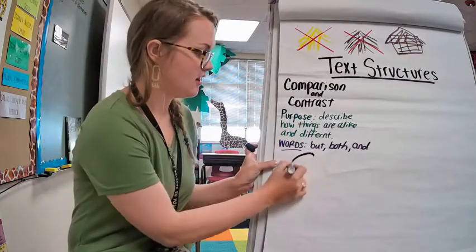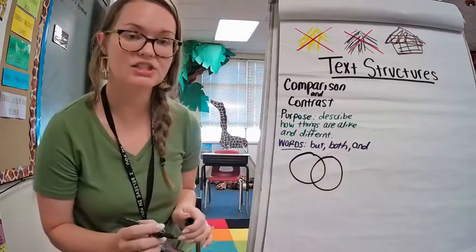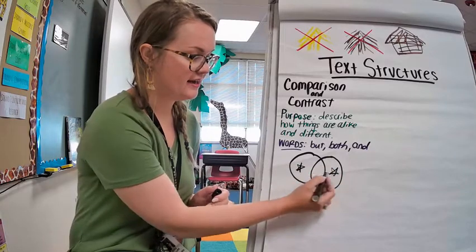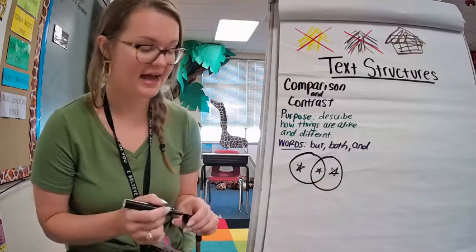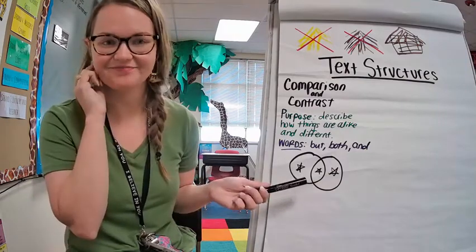You guys have seen it before. This right here is called a Venn diagram. When you're comparing and contrasting two things, you're going to see how things are different from one another here and how they are alike here in the middle. Okay, so that is the text structure, compare and contrast.